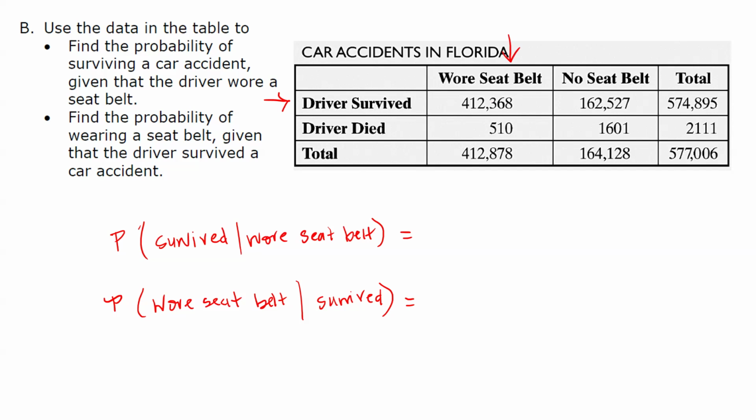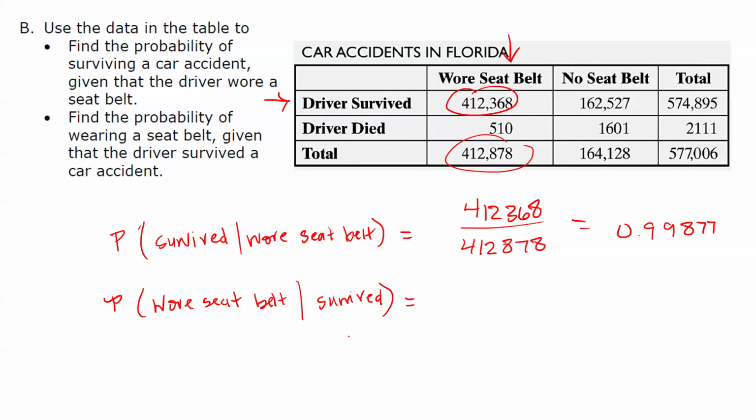All right, so the probability of surviving a car accident, given that the driver wore a seatbelt. So wore a seatbelt is the group that we're looking at. So the total is 412,878. Out of these people, how many of them survived a car accident? 412,368. Okay. That equals 0.99877.